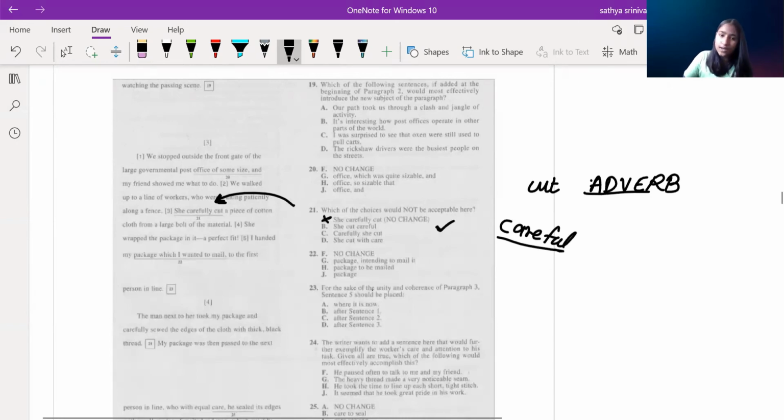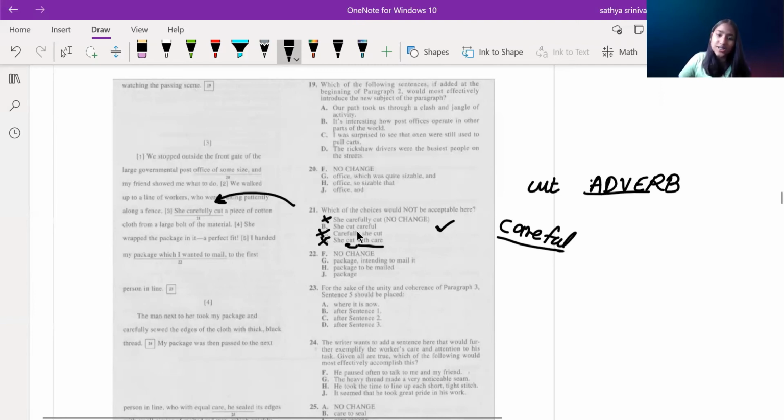Again, carefully can be used here because it's an adverb that modifies cut, right? So C would be acceptable here, so it would be the wrong answer. And then for D, she cut with care, right? With care, although it isn't an adverb, it is modifying this because there's a "with" here. So it's she cut, but how did she cut? She cut with care, right? So this also would be acceptable here, right?